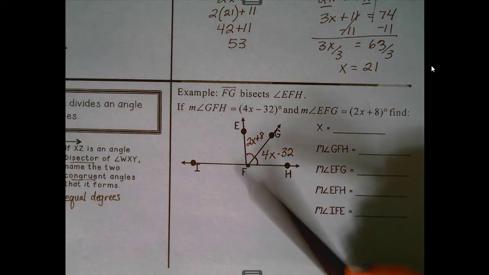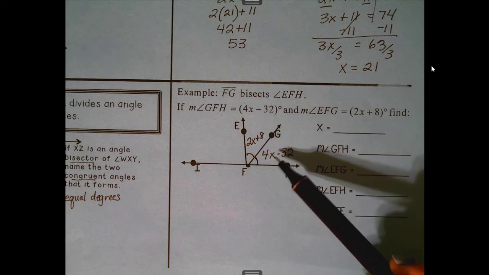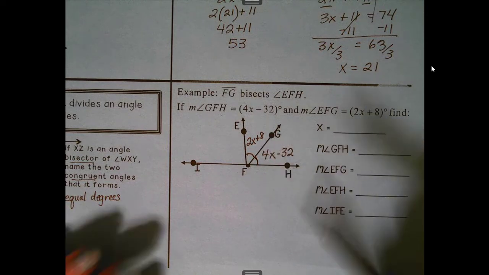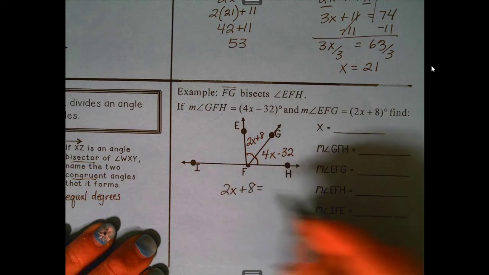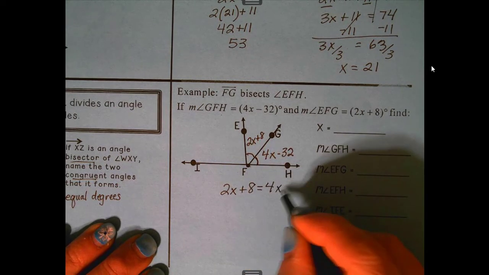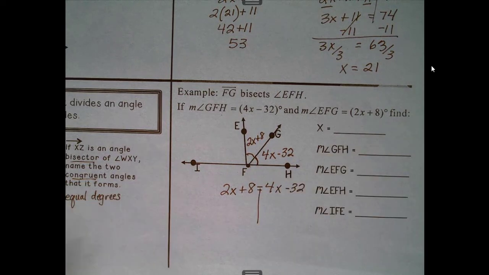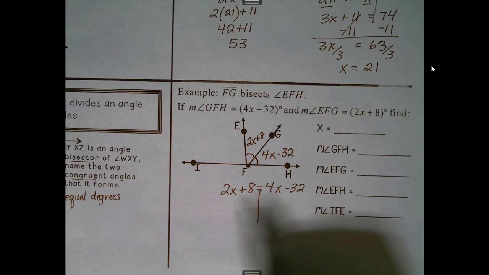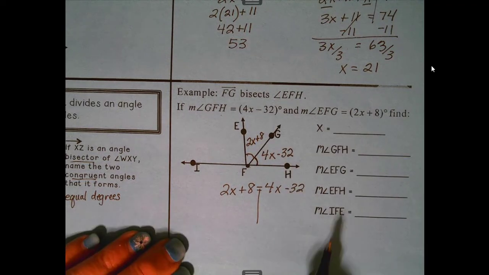Well, we know that this is a bisector, and so these two angles are going to be equal to each other. And I know a lot of times kids are like, why do we have to solve equations with variables on both sides? Well, here's a great example. We have to be able to solve an equation with variables on both sides in order to figure out what x is and all of our missing degrees for these angles. So let's get to it.